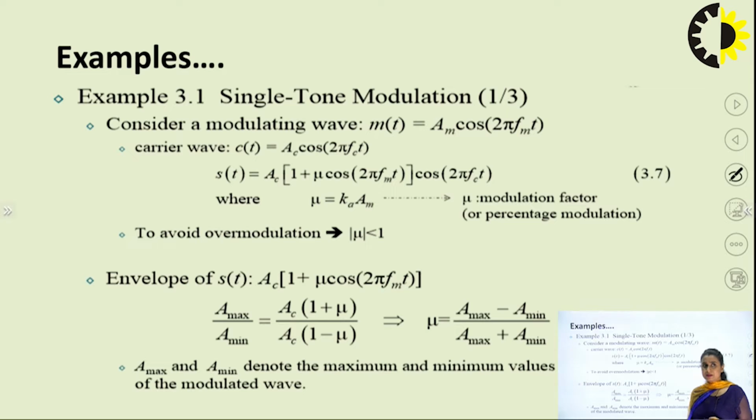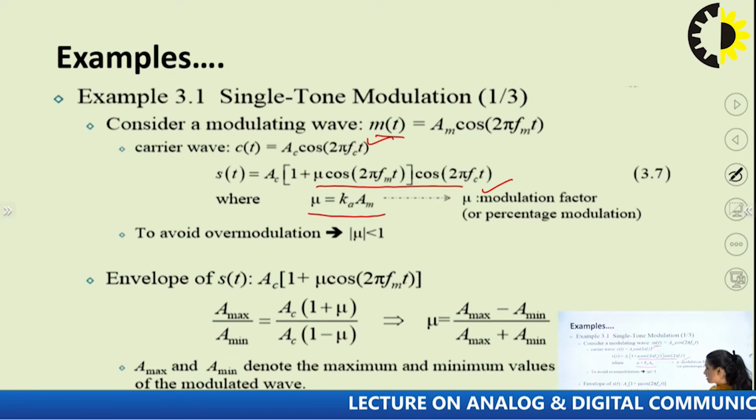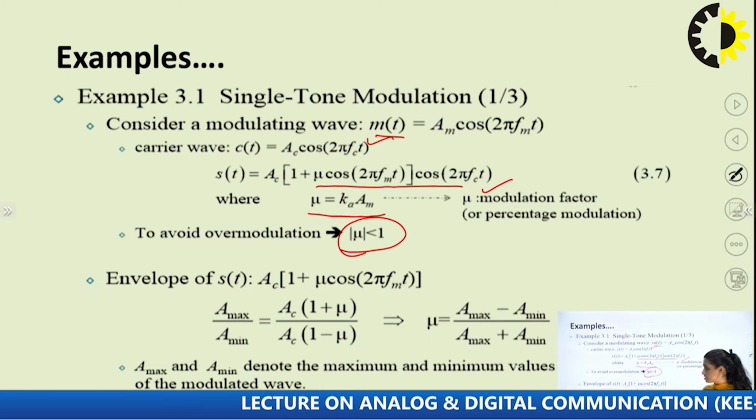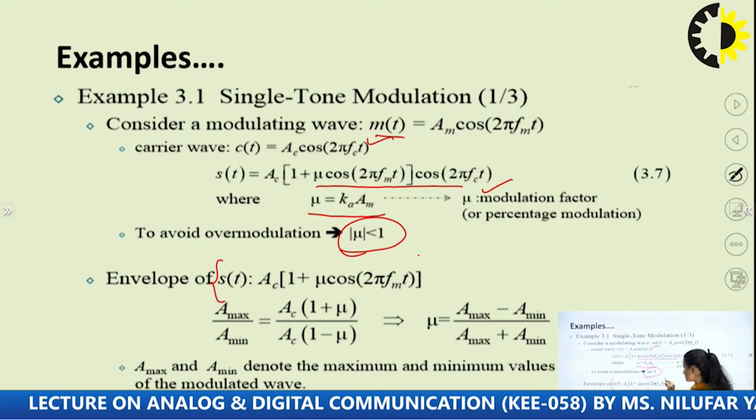So let's see example number 1. Single tone modulation means when I am considering one message signal and that is modulated with the help of one carrier. So this is my message signal, this is my carrier wave. Then in such a case, the modulated equation can be written as this, where mu is KAAM, the modulation factor or modulation index. When calculated in percentage, we call it percent modulation. To avoid over modulation, this is the condition we are familiar with. And the envelope is this, right?